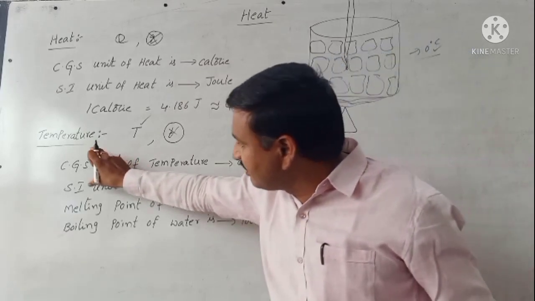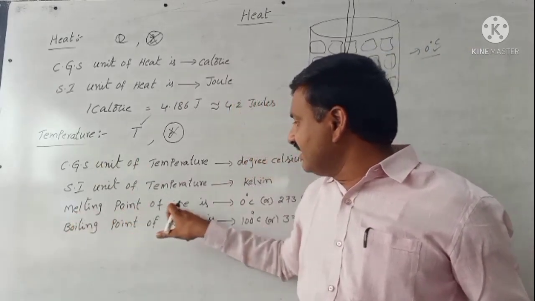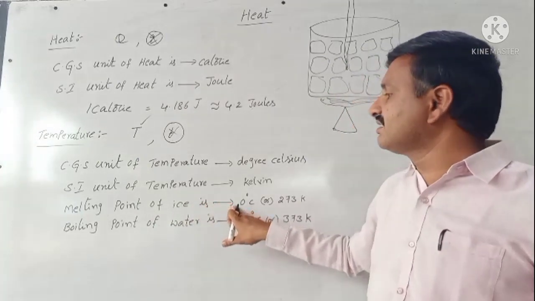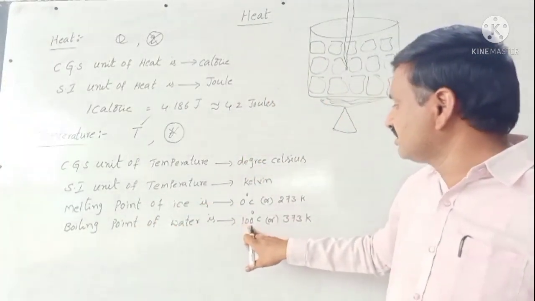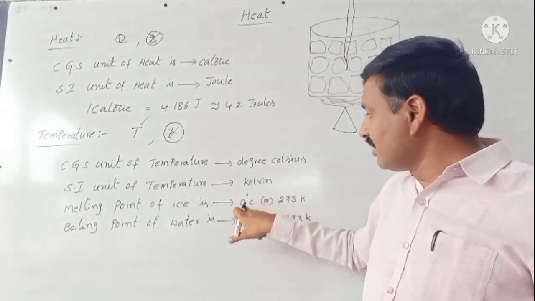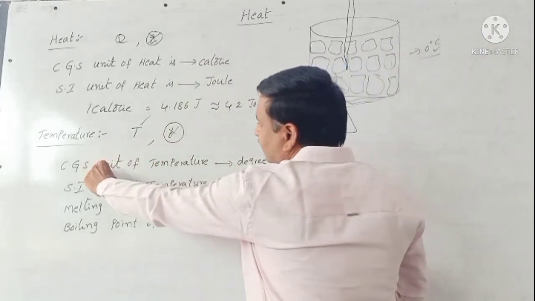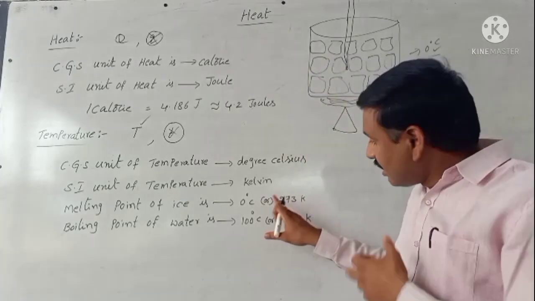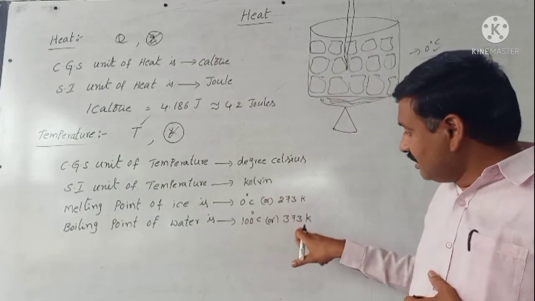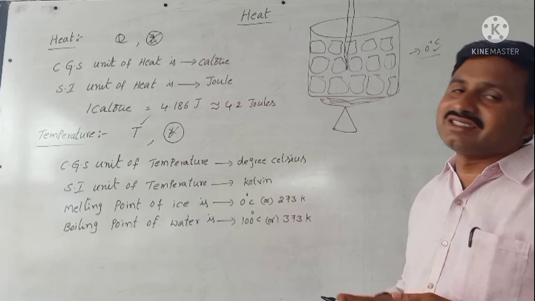So what is the relation between these two? The melting point of ice is 0 degrees Celsius and the boiling point of water is 100 degrees Celsius. 0 degrees Celsius is equal to 273 Kelvin. So that is the relation between the CGS and SI units. 100 degrees Celsius converted to the Kelvin scale is 373.